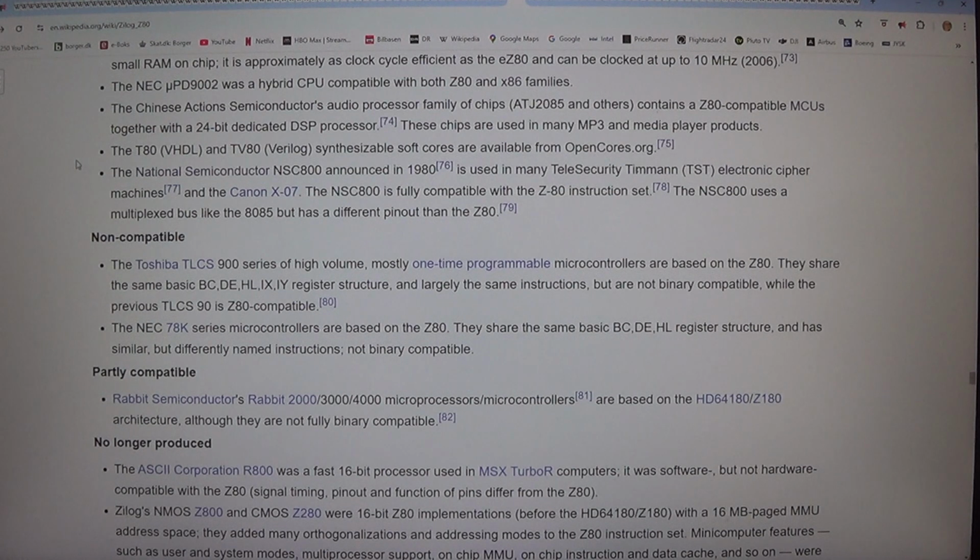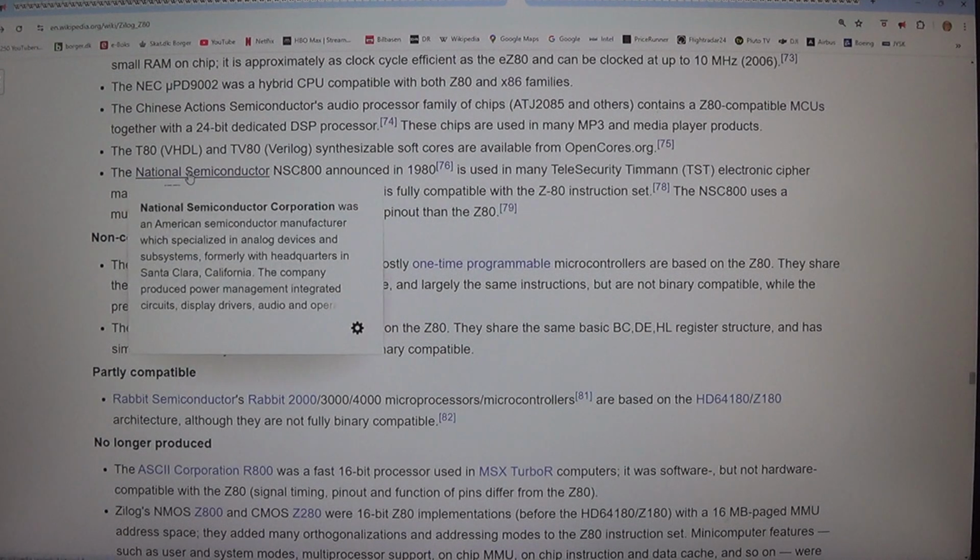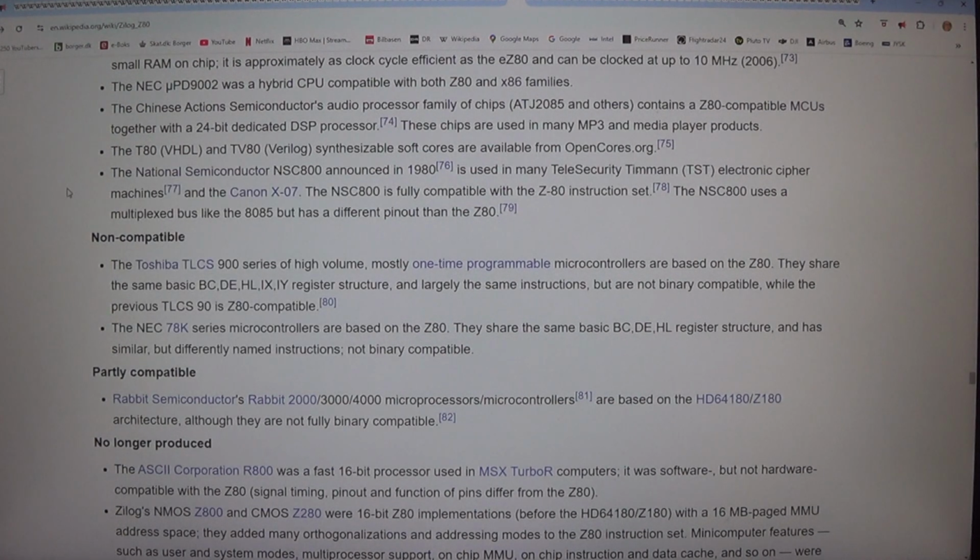8. The T80, VHDL, and TV80, Verilog, synthesizable soft cores are available from opencores.org. 9. The National Semiconductor NSC800, announced in 1980, is used in many Telesecurity Timeless, TST, electronic cipher machines and the Canon X-07. The NSC800 is fully compatible with the Z80 instruction set. The NSC800 uses a multiplexed bus like the 8085 but has a different pinout than the Z80.